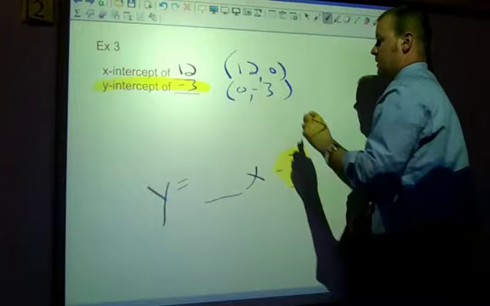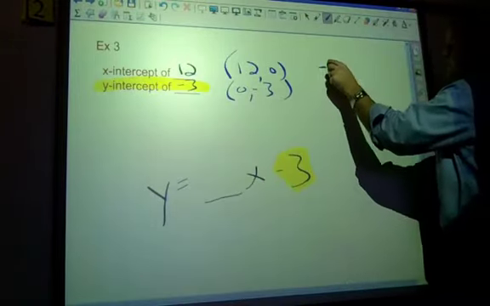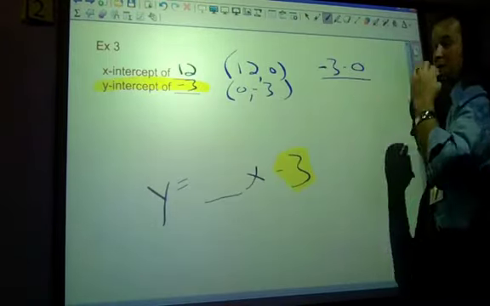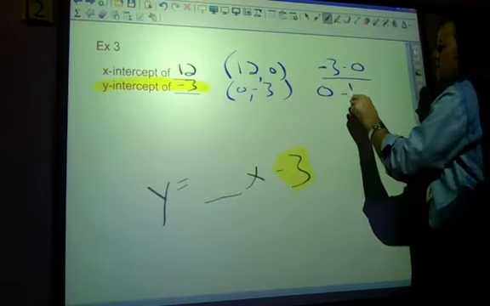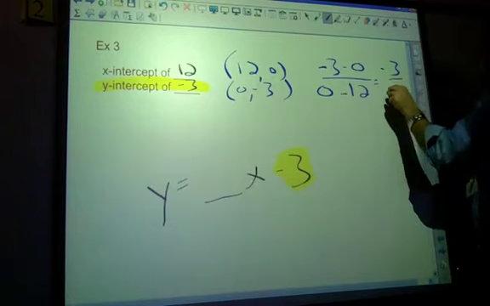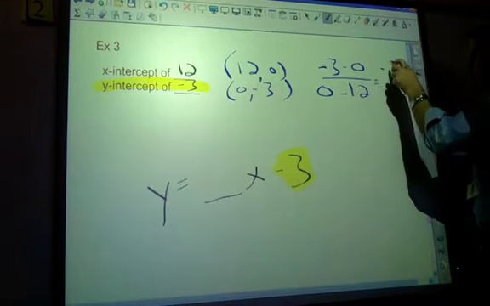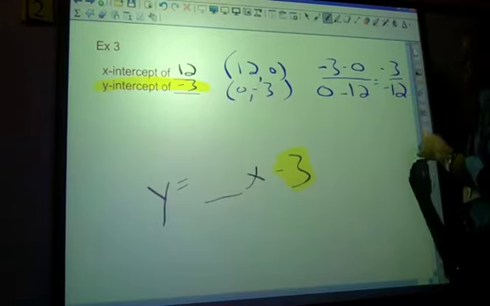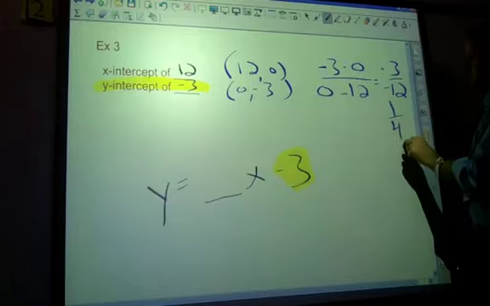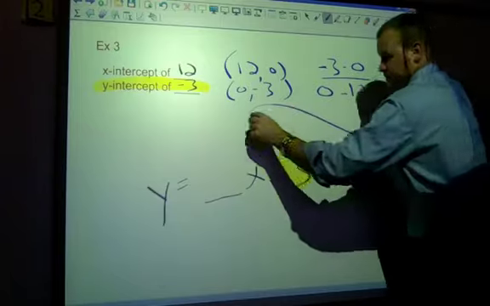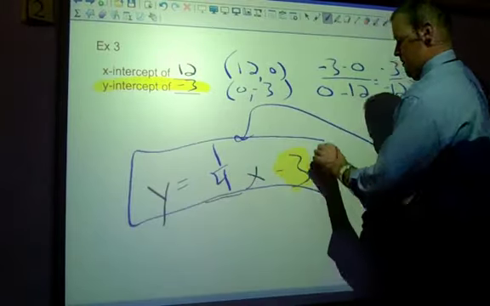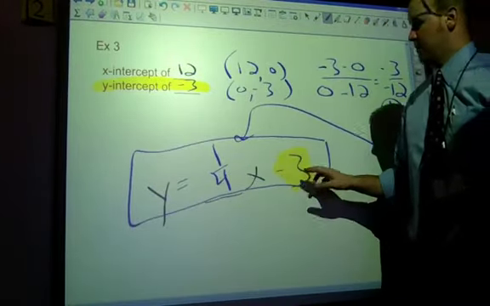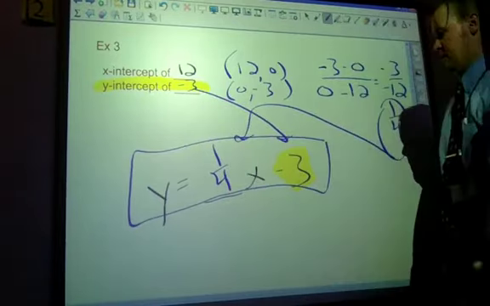And (0, -3). So again, I'll just start with negative 3 minus 0, just finding the slope first. Negative 3 minus 0, that means 0 minus 12. So I have negative 3 over negative 12, which will reduce. It's a negative divided by a negative, so we get positive. So 1/4 is my slope. And again, they gave me the y-intercept, so I'm not solving anything there.